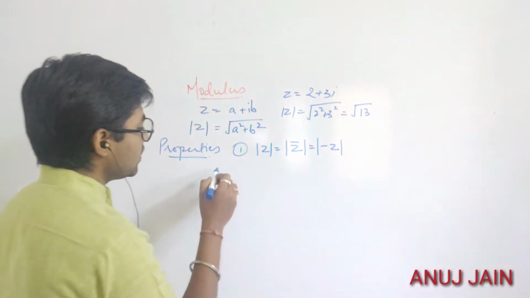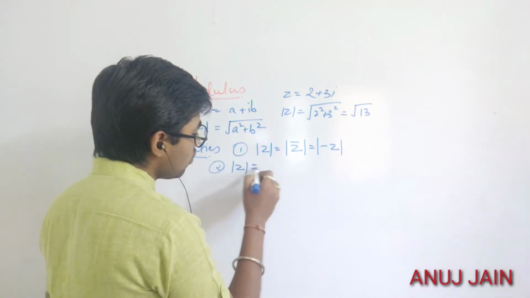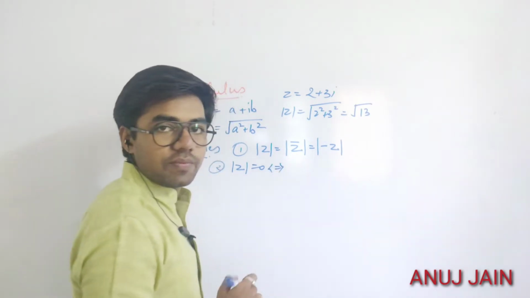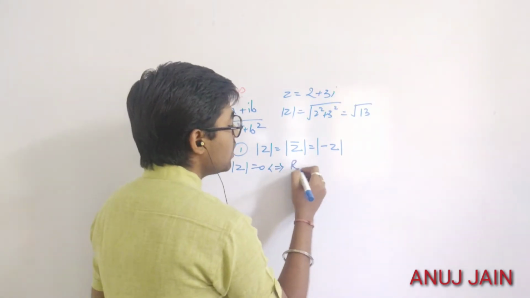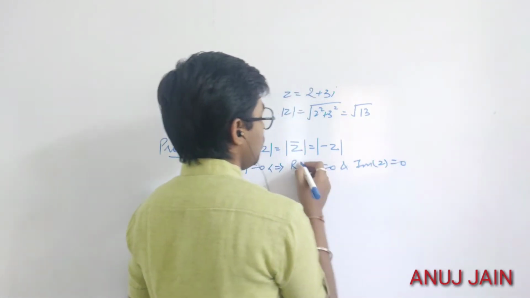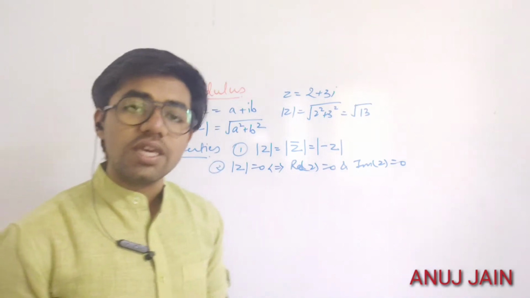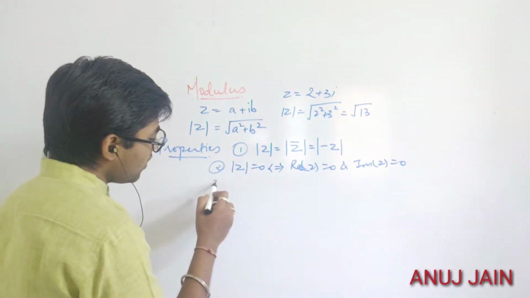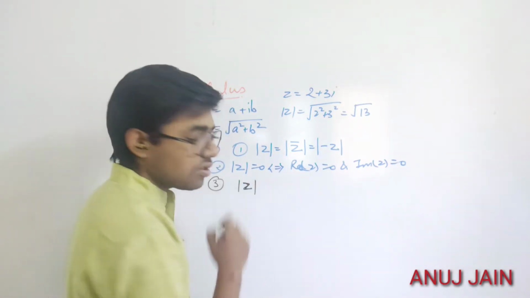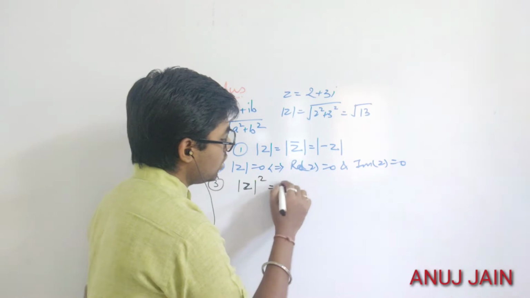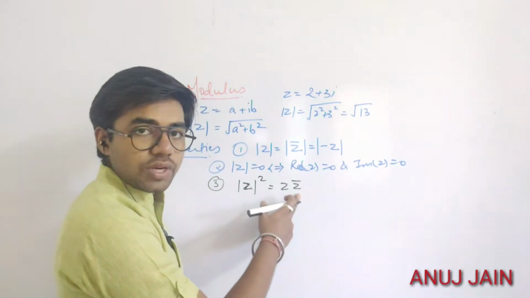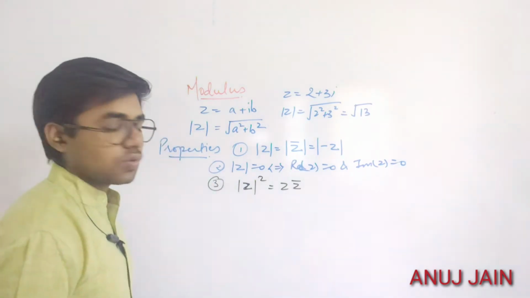Next, second one is modulus of z is equal to 0. Modulus of z 0 कब होता है? If and only if. ये 0 तभी होगा जब रियल पार्ट ऑफ z भी 0 हो एंड इमेजिनरी पार्ट ऑफ z भी 0। जब दोनों 0 होंगे तभी ये हो सकता है। So next, third one is modulus of z square is equal to z into z bar. Z into complex conjugate of z gives us modulus of z square.